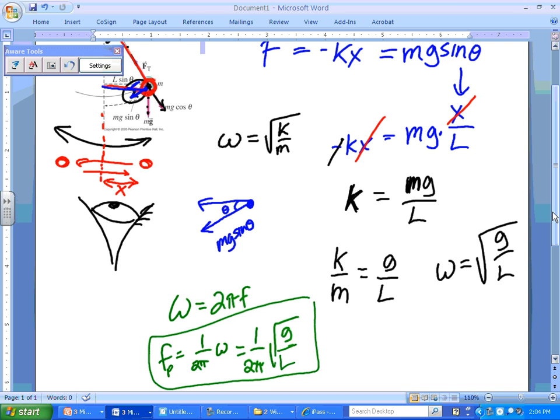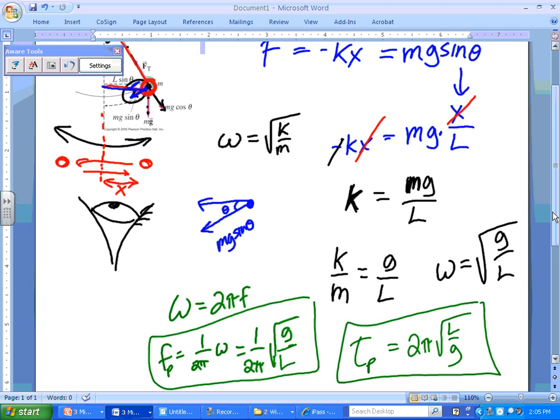And we also know that the period is the inverse of our frequency. So we're going to set that equal to 2 pi square root of L over g. And those are our two equations for pendulum oscillation.